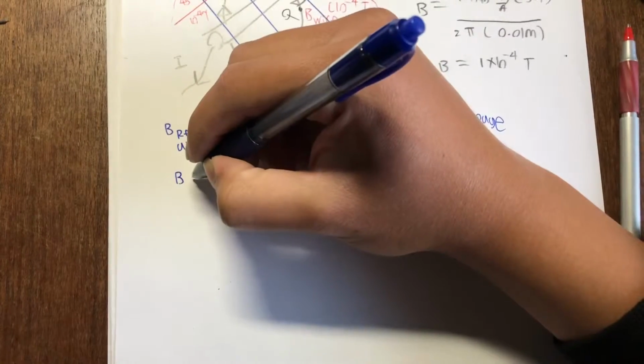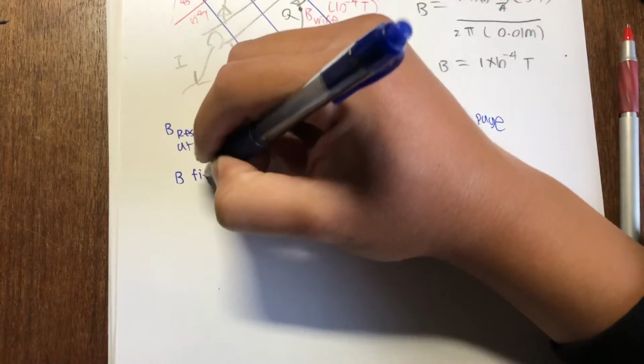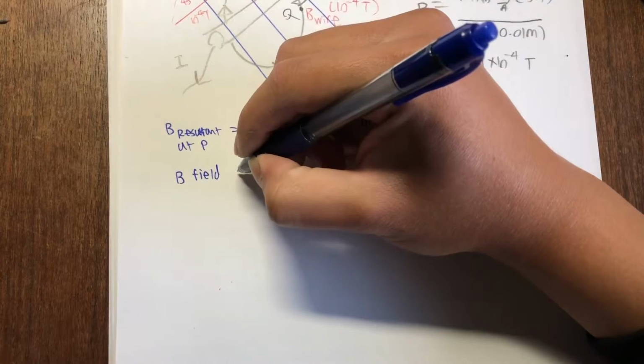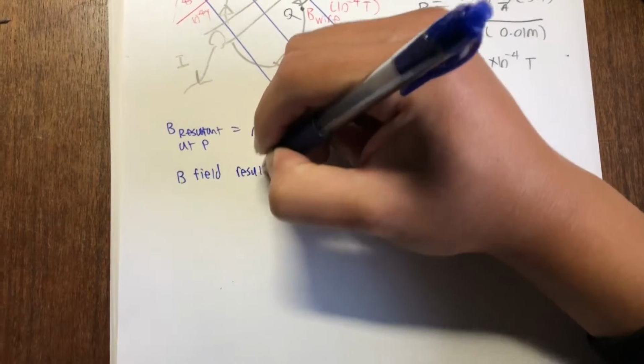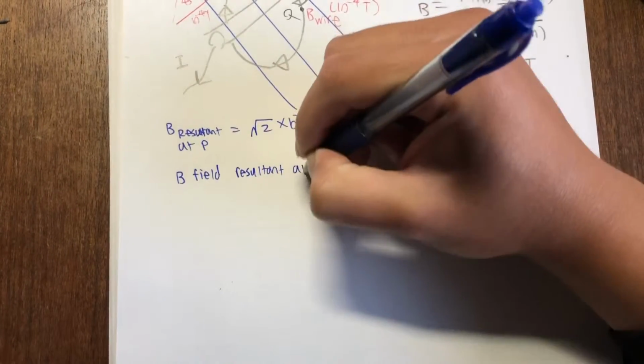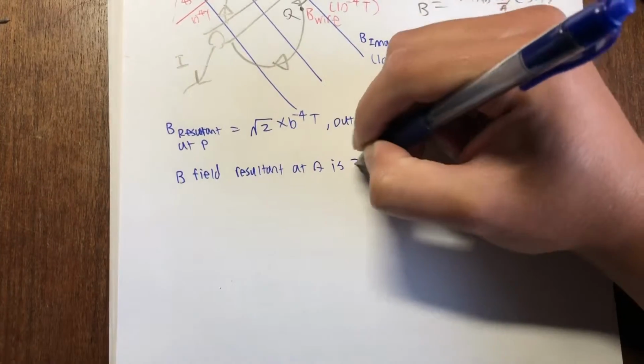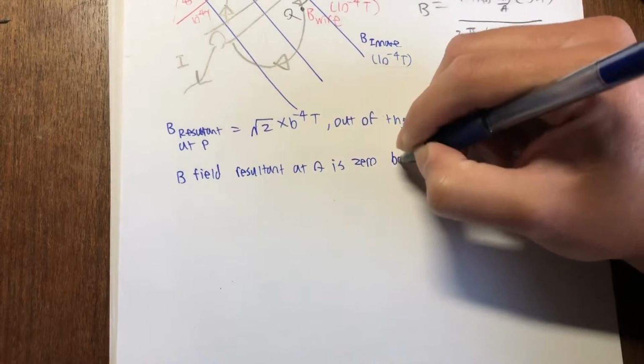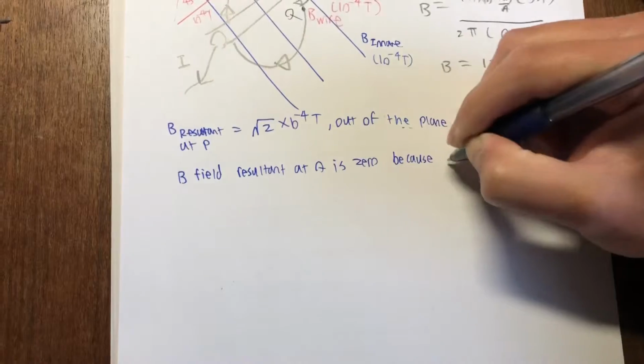So you can say B field resultant at Q is 0 because beta is 180.